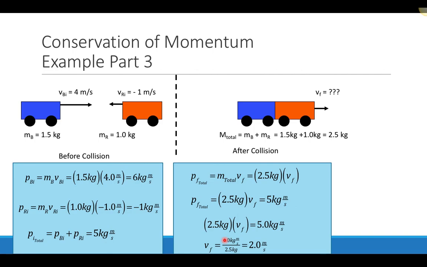So the carts are traveling slower because they have less final momentum afterwards, which means that they're going to be traveling slower because momentum is mass times velocity. They have the same mass, but they have less momentum after the collision.